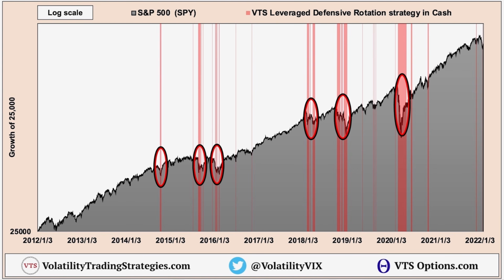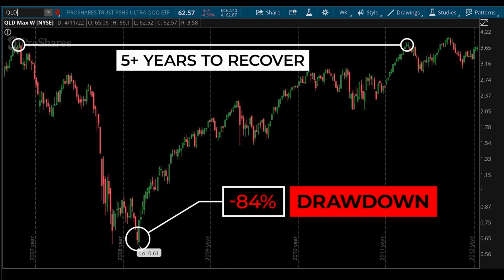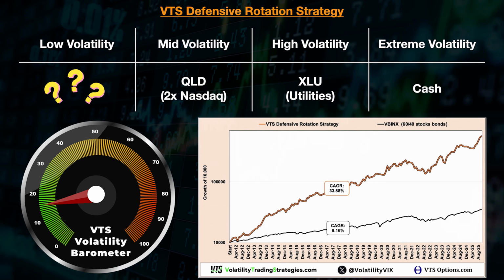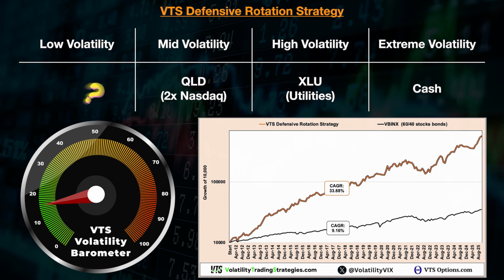Now, sometimes they bounce back pretty quickly, but like I said, there's going to be a time in the future when it really doesn't. And that's when our safety positions really pay off for us by avoiding the worst of the crisis. And then the last part of the strategy is what we do during very low periods of volatility.